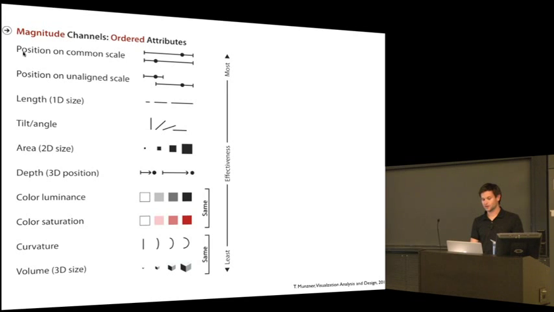At the top we have position. Position on a common scale is easier to interpret than position on an unaligned scale. Then we have length, which is also very effective. We use it in bar charts. Then tilt, area, and depth, which would be a 3D position. And it's surprising for many, I guess, that color is really not that effective. And here we're talking about ordered attributes or quantitative data.